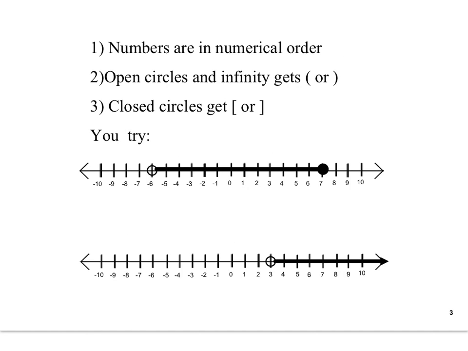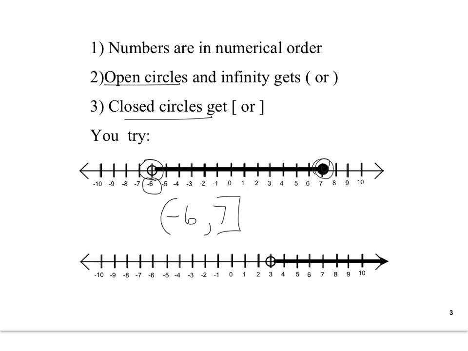Okay, so here's the breakdown. Numbers are in numerical order, like I said, so it would start small. The smallest number goes first. The biggest number goes second with a comma. Open circles and infinity get a parenthesis. So this guy's an open circle, so it would be a parenthesis. Closed circles get a square bracket, so this is a closed right here. Square. Done.